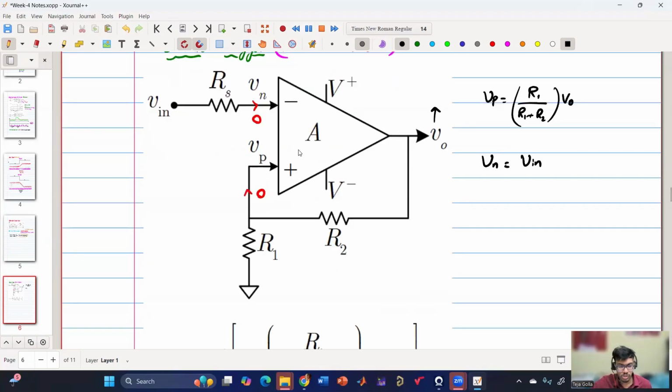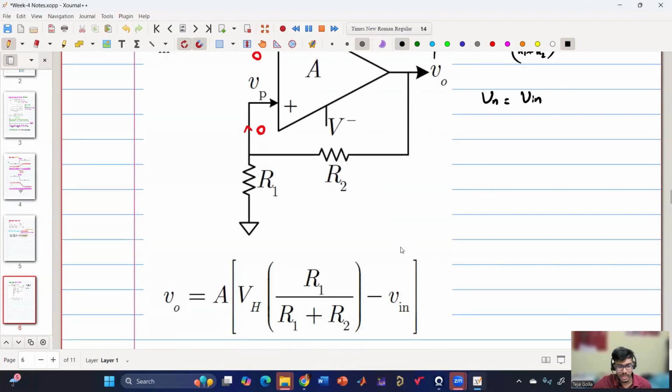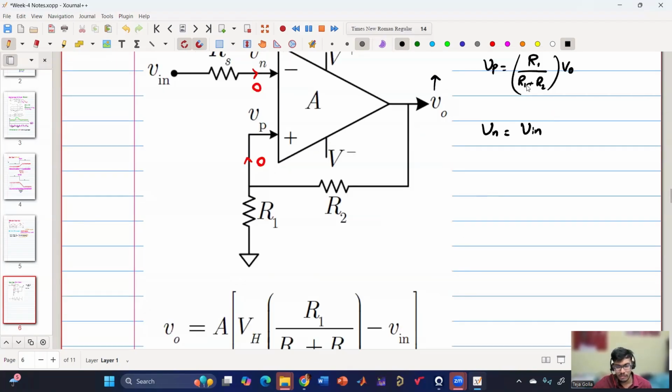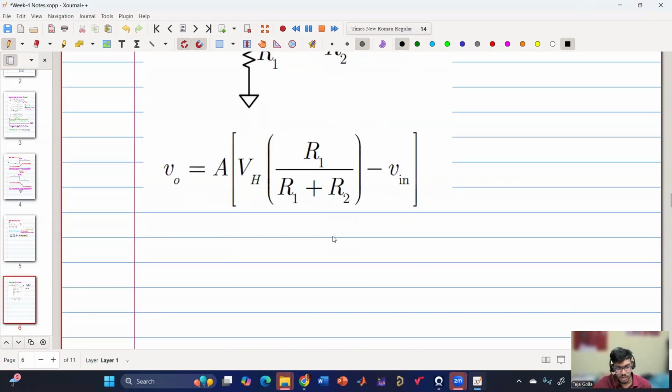Because it is positive feedback, if Vp is slightly more than Vn, output will be maximum, which is V plus. If Vp is less than Vn, then it will become V minus. So basically, my V naught is A into VH, the positive voltage, into R1 by R1 plus R2 minus Vn. So now what happens?